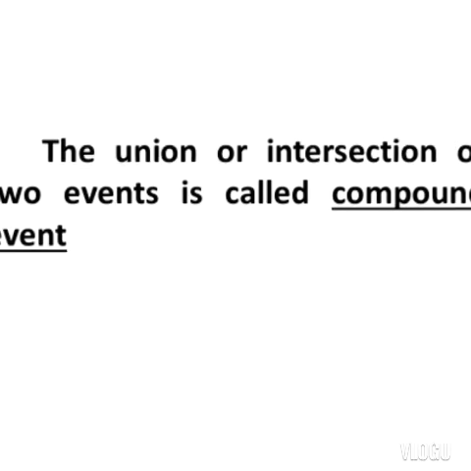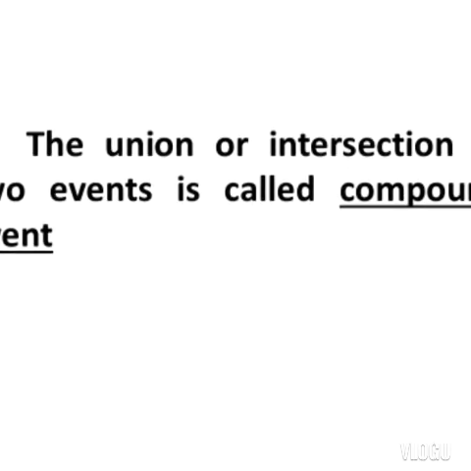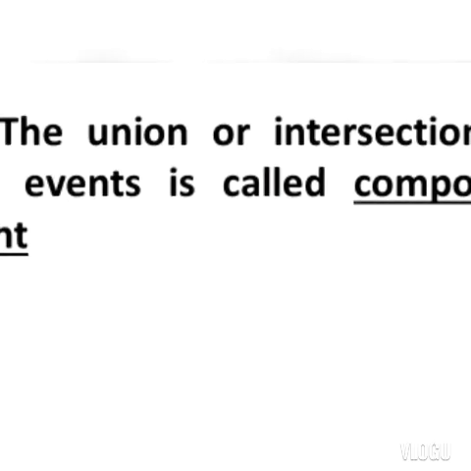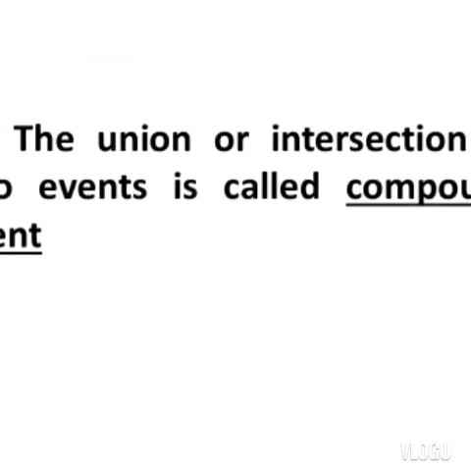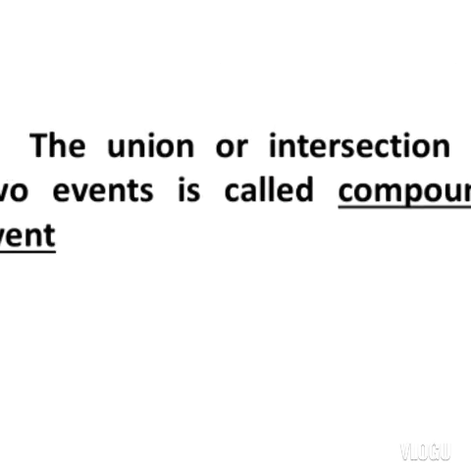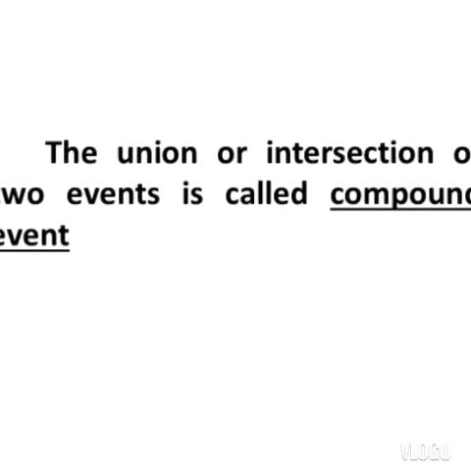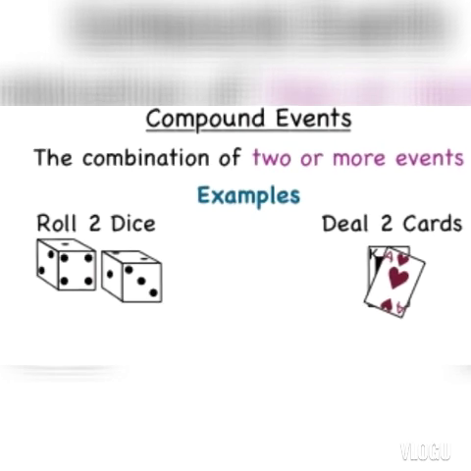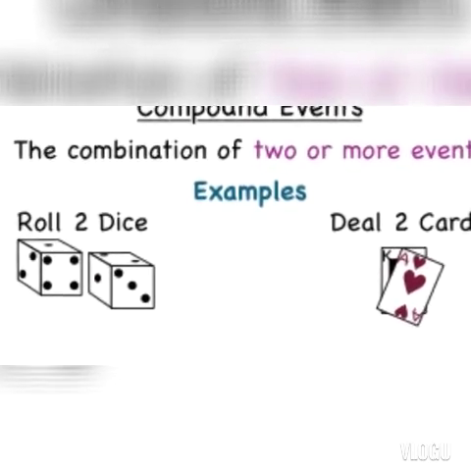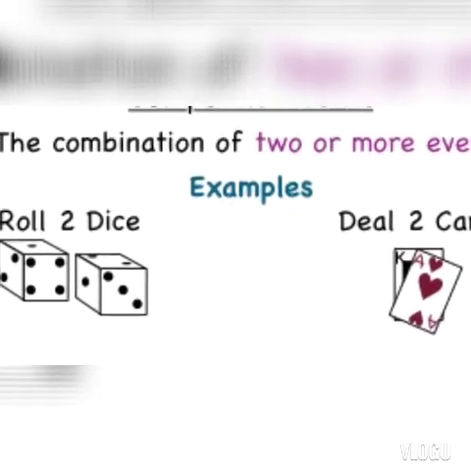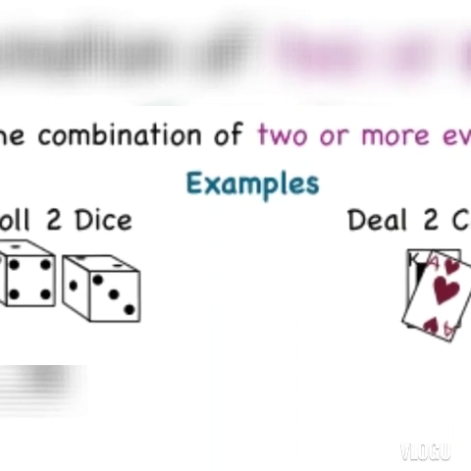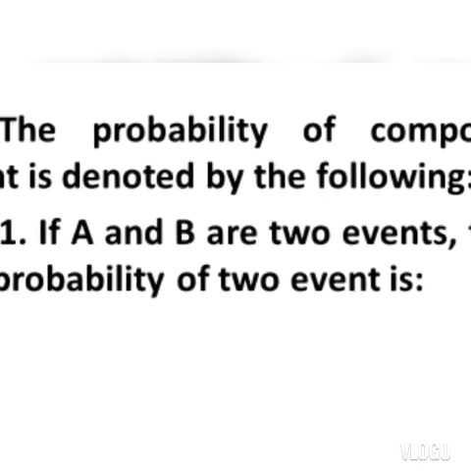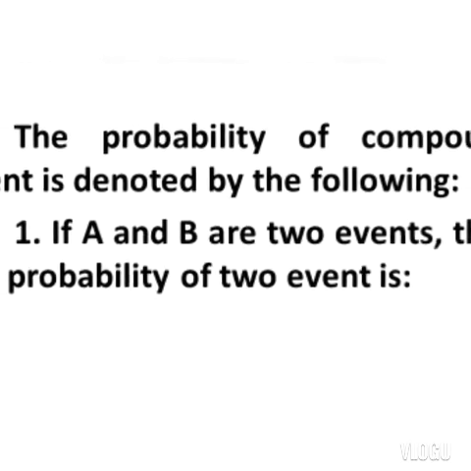When we talk about the union or intersection of two events, we call it a compound event. And this will be the focus of our discussion for today. Say for example, compound events are the combination of two or more events, like rolling two dice, or dealing two cards at the same time, which is having a condition.